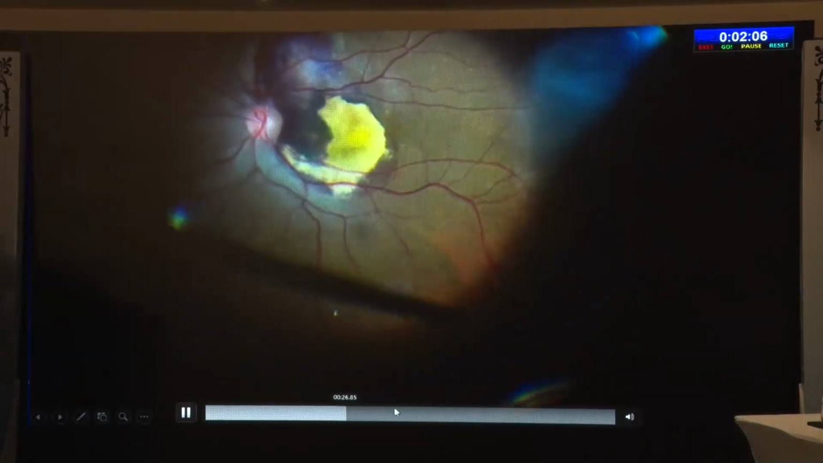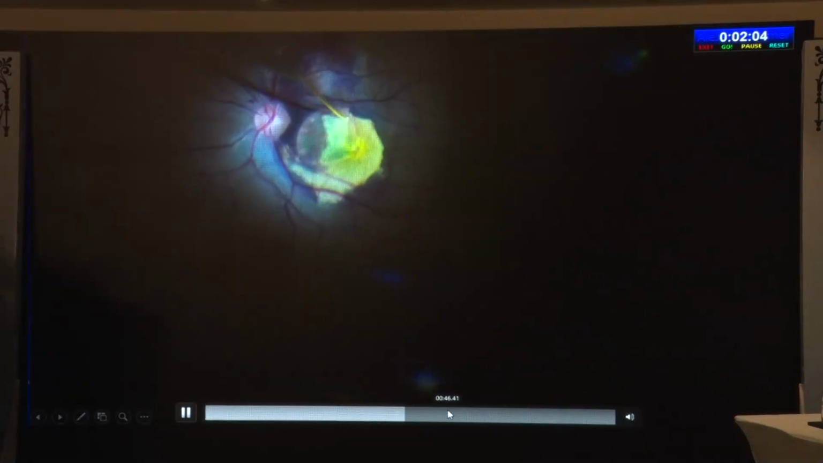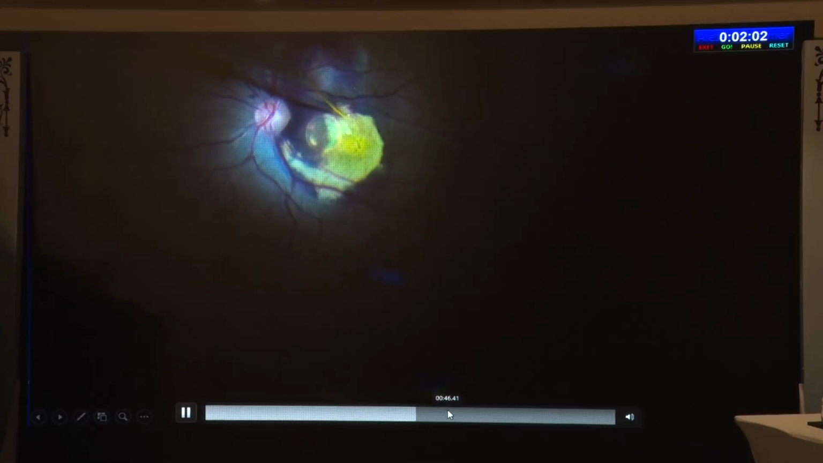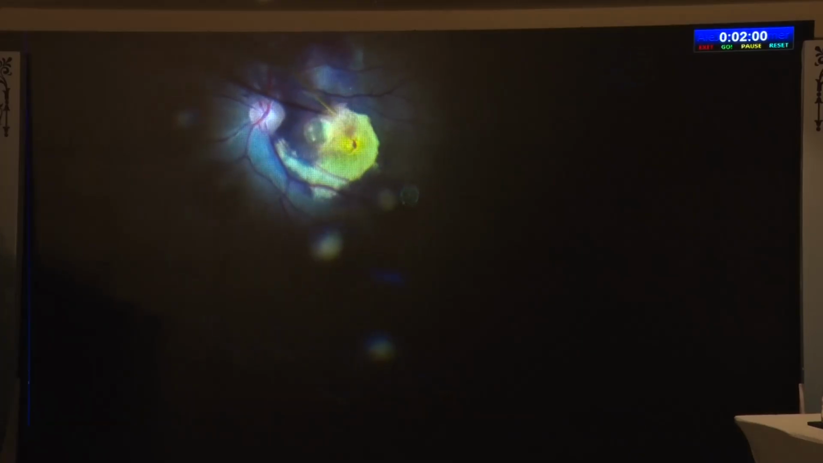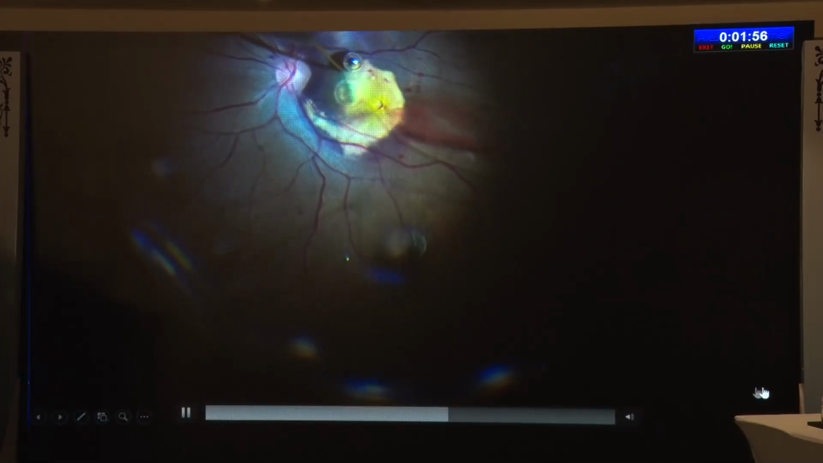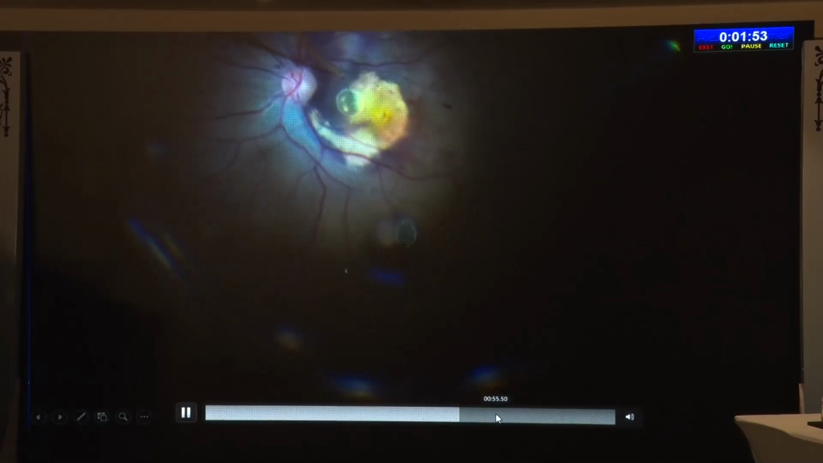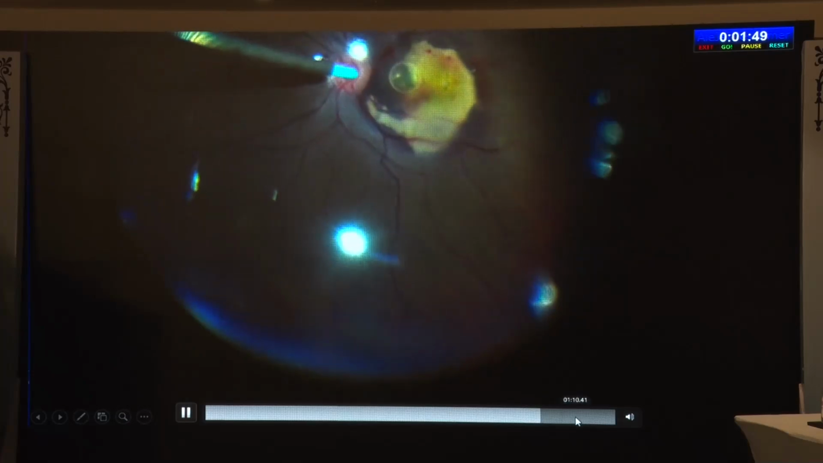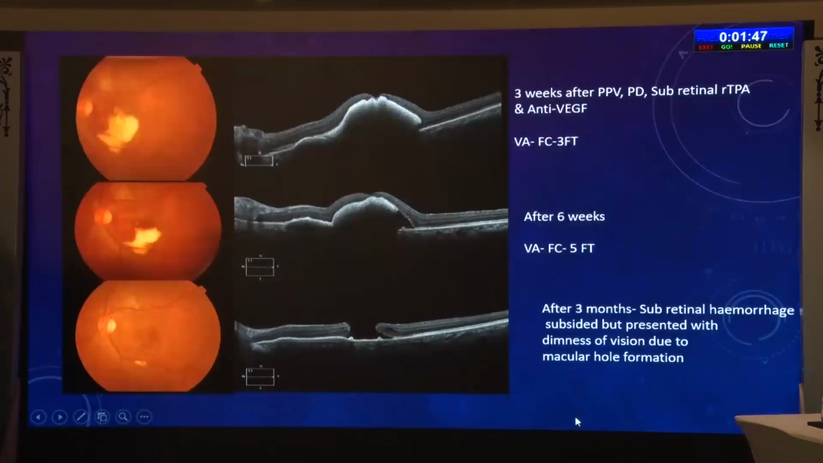While doing the PVD, in this case we had to do it in the posterior pole. As you can see, we thought we had created an iatrogenic macular hole because there was no option of giving the tPA in other places. But to our surprise, it actually didn't cause any macular hole, at least in the immediate postoperative period.